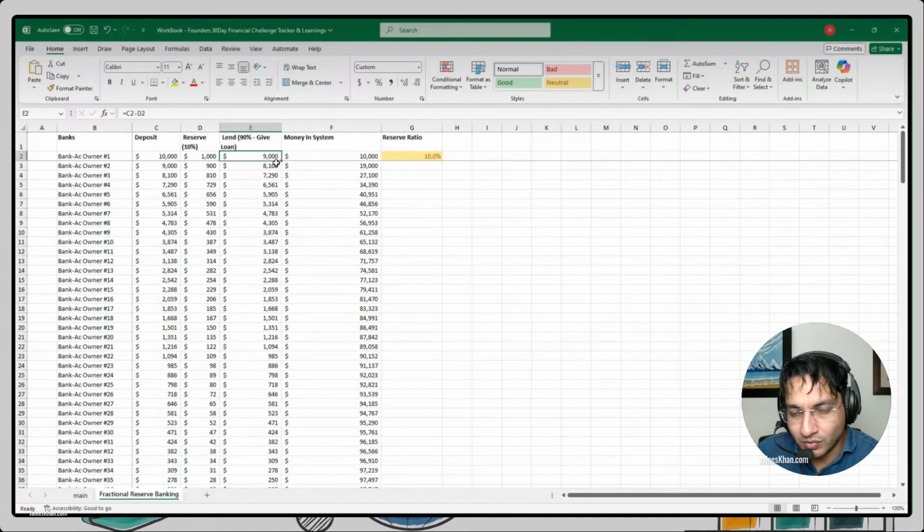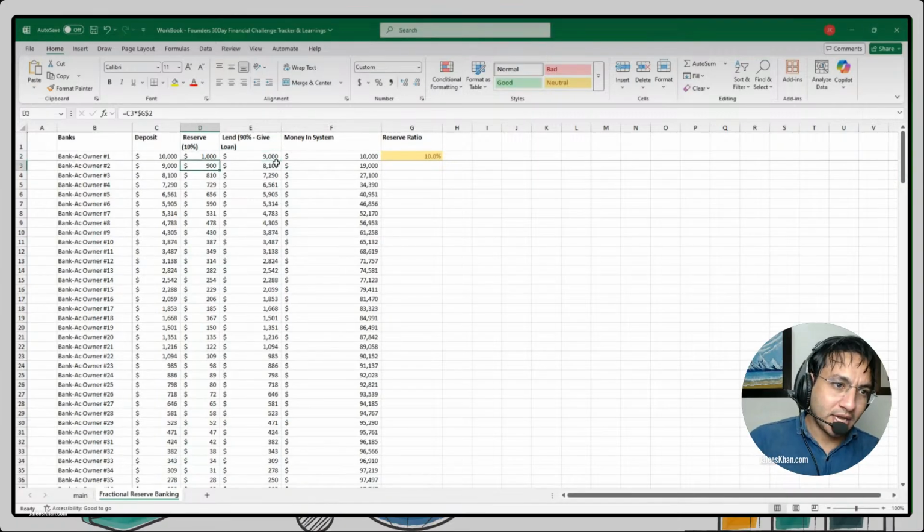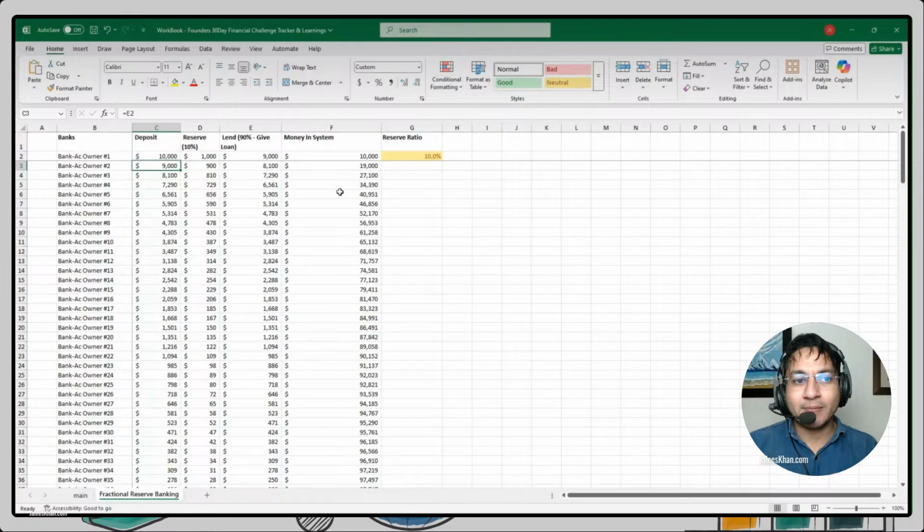Afterwards, that second person who took the loan from my bank goes to his own bank and puts that $9,000 in his bank. So in the second bank account, there is going to be an entry of a $9,000 deposit. Okay, and the second bank will do the same thing: keep 10% as reserve, and the rest goes to loans.